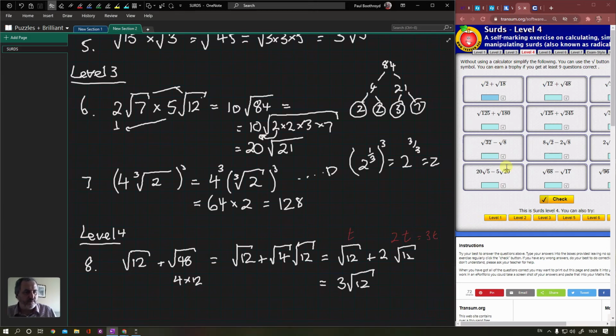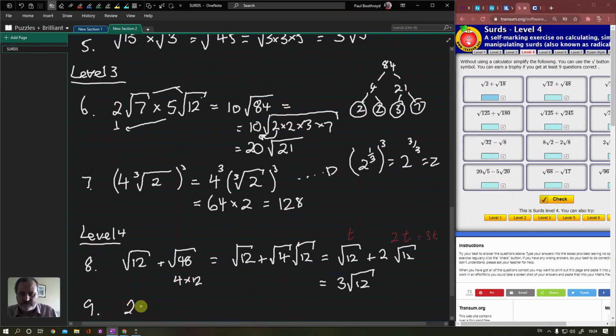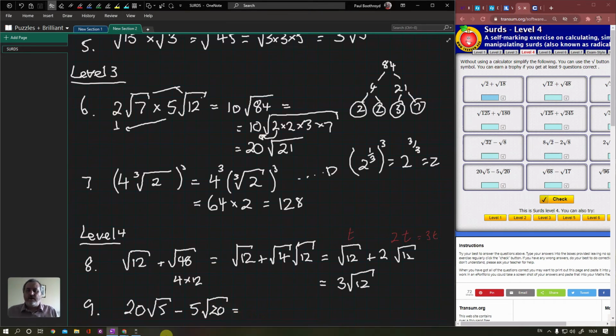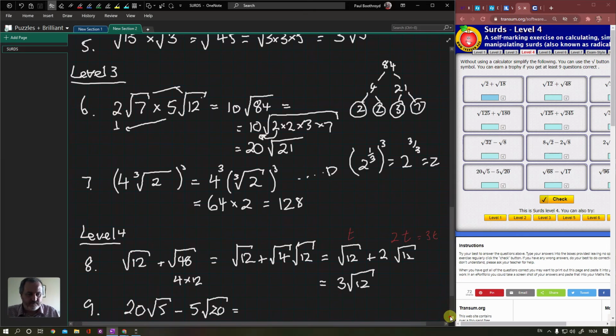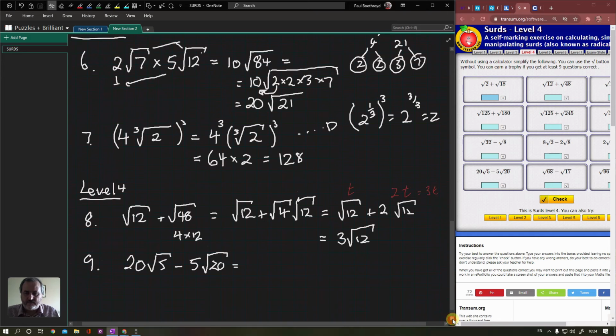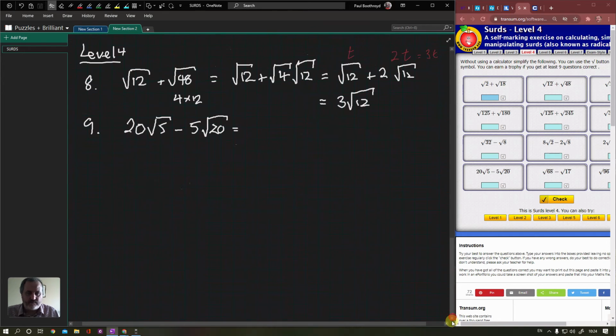Let's go for the bottom one, that one. So number 9, I'm doing 20 root 5 plus or minus 5 root 20. The focus is on what's inside the root sign. So I'm just going to scroll this a fair way up because I'm writing at the bottom of the tablet, which is partly why my writing's so bad. So I've got 20 square root 5.